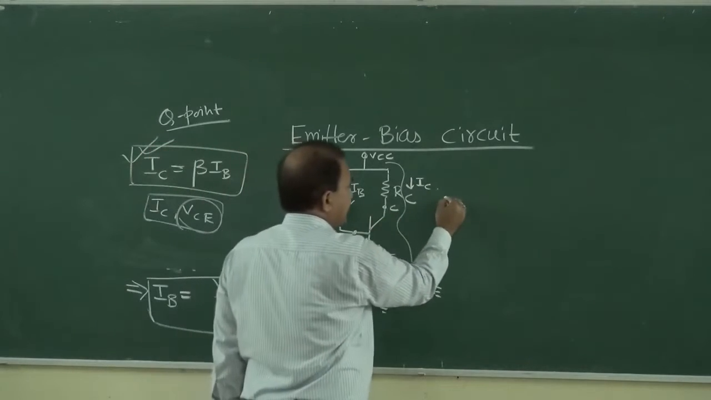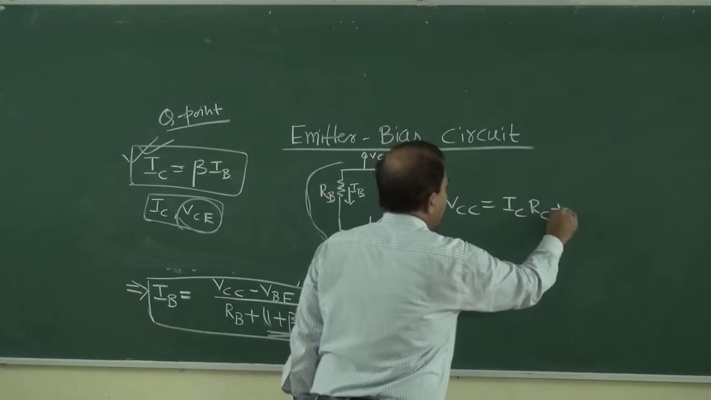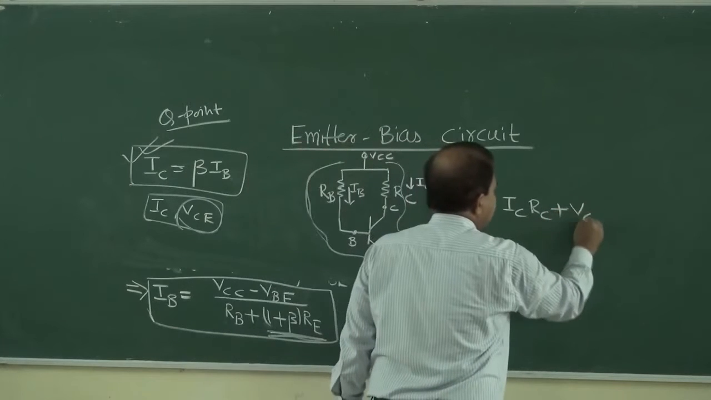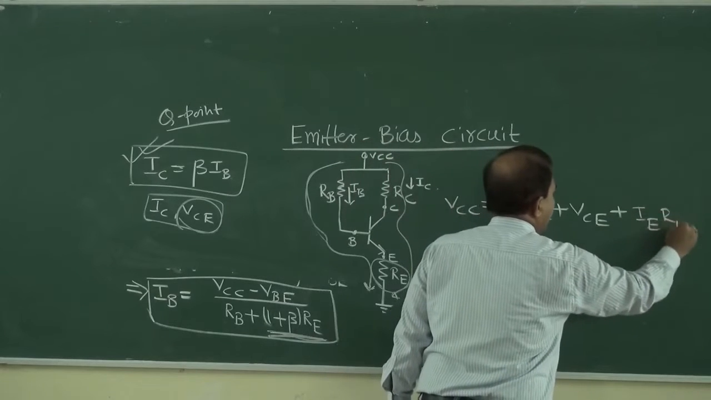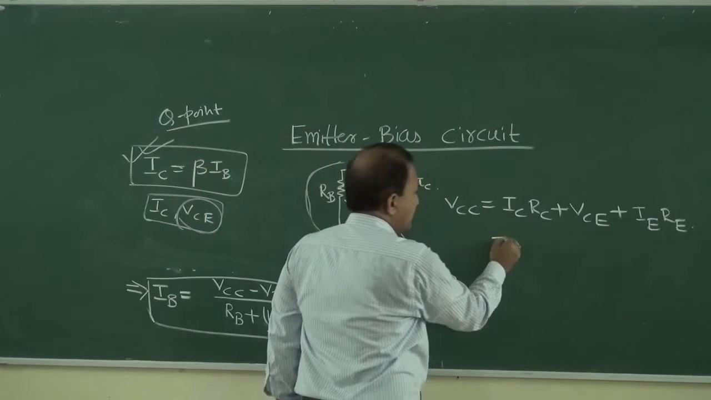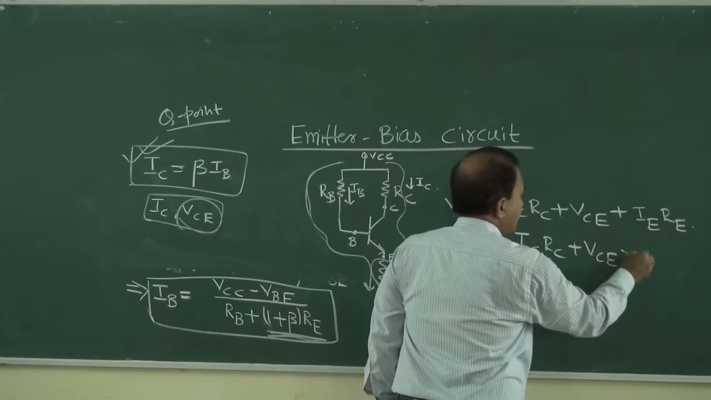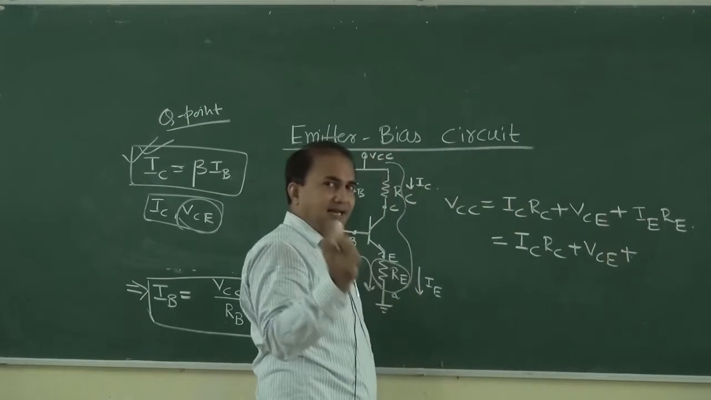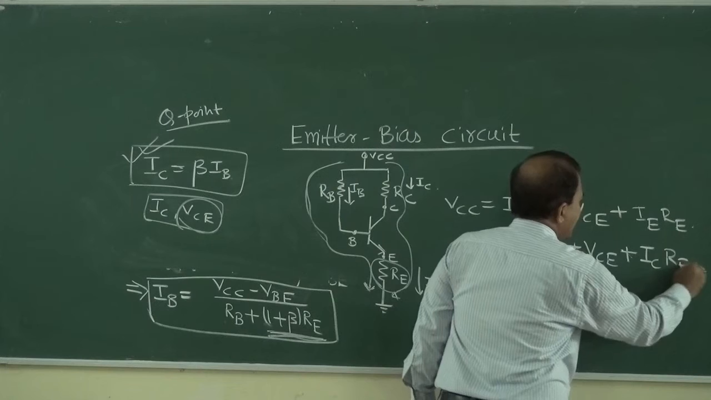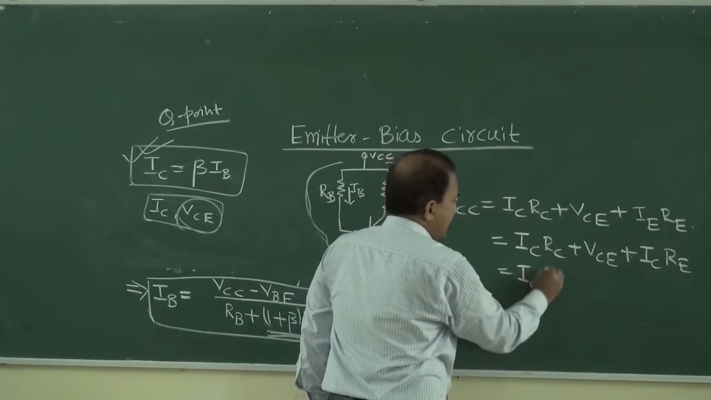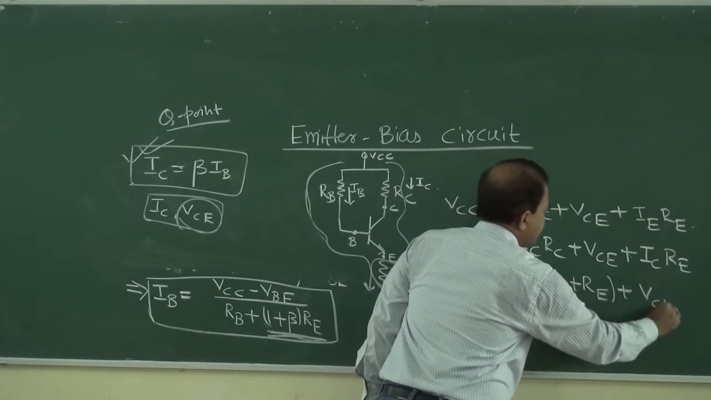Okay. So it is VCC, it is equal to ICRC plus VCE plus IERE. We can write like this. So it can be written like this: ICRC plus VCE plus IE. IE is approximately equal to IC. So we can write ICRE. So finally it is equal to IC RC plus RE plus VCE.